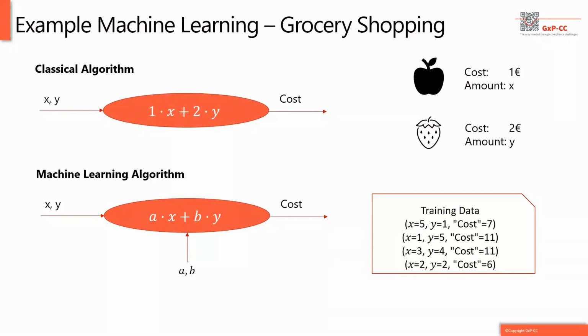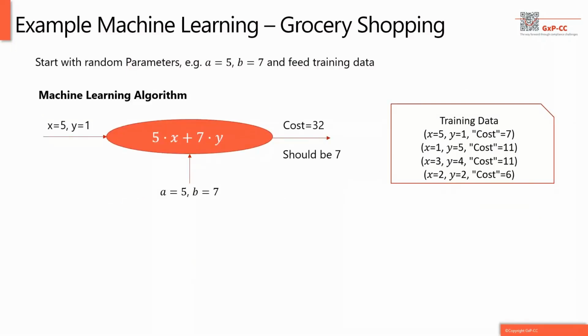Good. At this point, we cannot really do a lot with this AI model. So what we need to do now is to train the AI model to be able to calculate the cost here. So we have to start with some A and B, and we'll set it as 5 and 7. Just as an example, we have to start with something random.